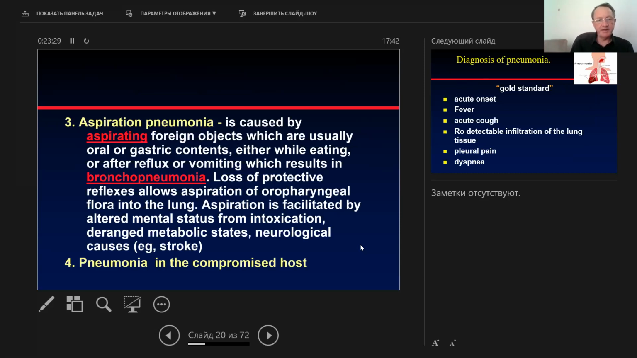Aspiration pneumonia is caused by aspiration of an object, usually oral or gastric contents, either while eating or after reflux of vomiting, which results in bronchopneumonia. Lost protective reflexes allow aspiration of oropharyngeal flora into the lungs. Aspiration is facilitated by altered mental status from intoxication, some narcotics, alcohol abuse, and neurological cases, for example, after stroke. And for example, the fourth type of pneumonia is in immunocompromised hosts.